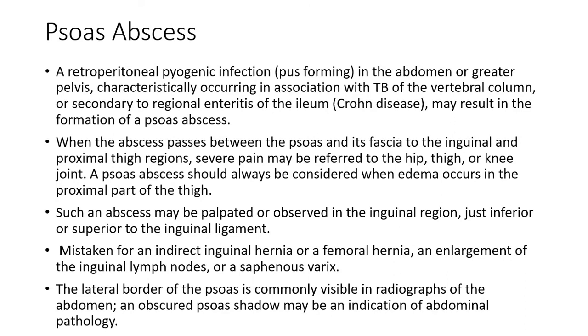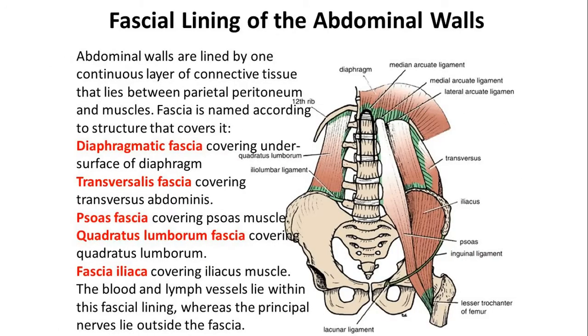Before we read this page about the psoas abscess, in my opinion, we should have a look at the fascial lining of the abdominal wall. Here you can see the origin of the psoas muscle, and here is the iliacus muscle. When both combine, they form the iliopsoas, which is inserted over the lesser trochanter. The psoas has its origin from the transverse processes of the lumbar vertebrae, and the 12th vertebra is also an origin of the psoas major muscle.